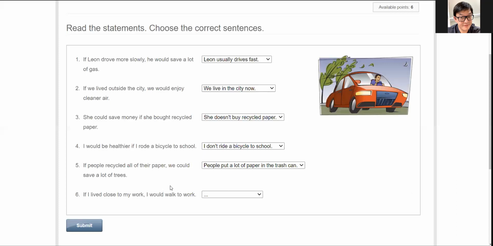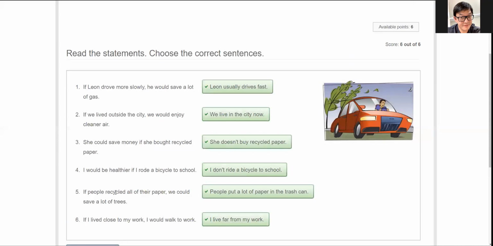And number 6, if I lived close to my work, I would walk to work. I live far from my work. I live close to my work. And the correct answer is, I live far from my work. Correct answer is letter A. Okay, let's check if our answers are correct, and they are correct. Okay, questions? You know that if you have any questions, you can ask me anytime, send me a message, and we can work together.